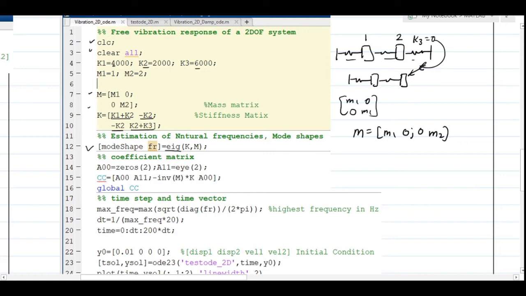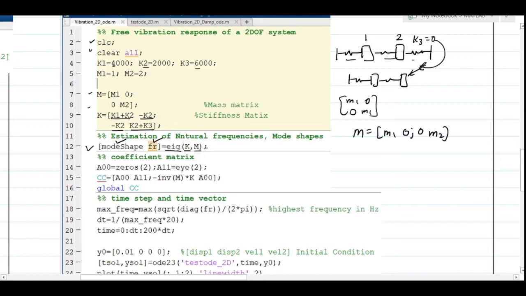After giving the input of mass and stiffness matrix, here I am applying one command, that is the EIG command. EIG stands for eigenvalue problem solution. MATLAB has this standard function which you can directly apply. The input values for the EIG function are the K matrix and the M matrix. When you solve this line, you will get two matrices. One will give you the mode shape. The other will be a diagonal matrix.